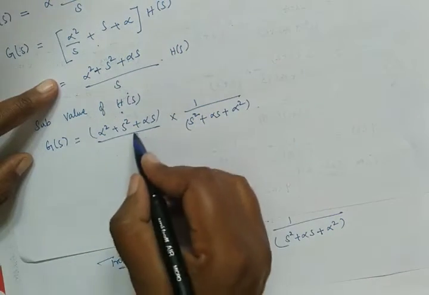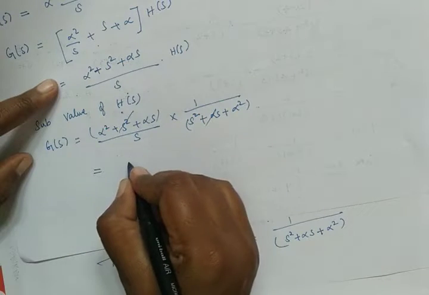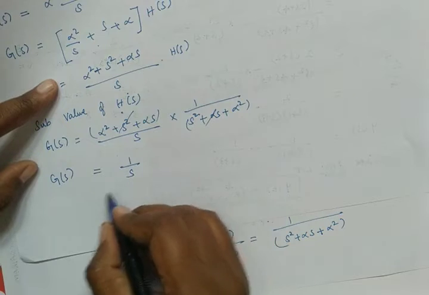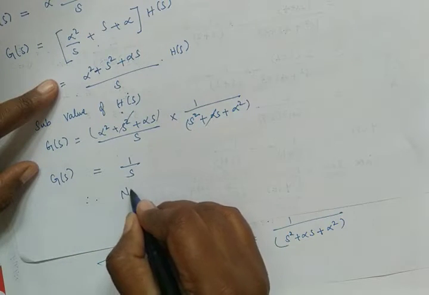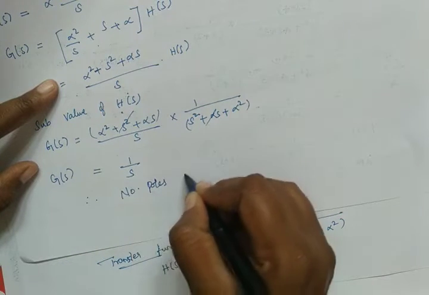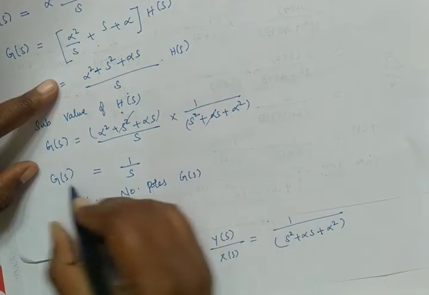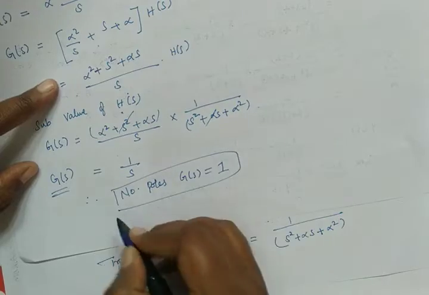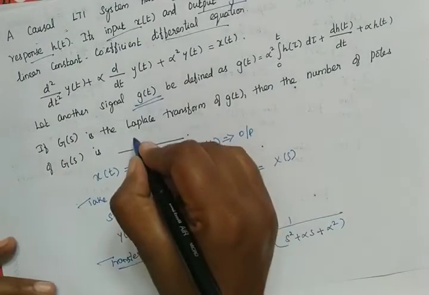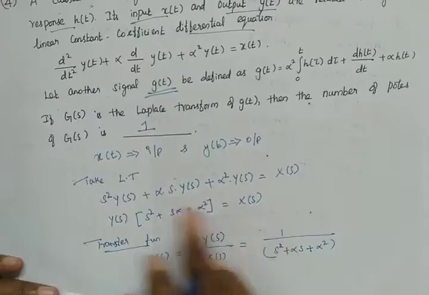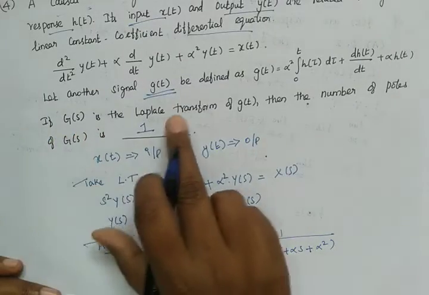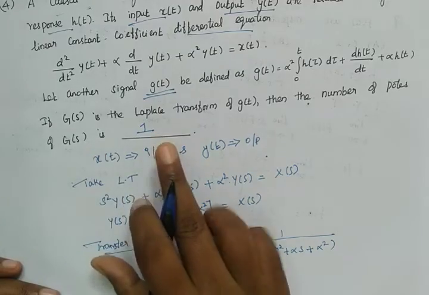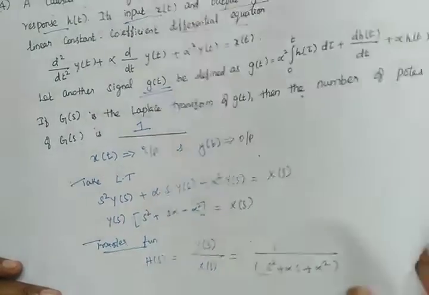Now this 2 gets cancelled, therefore we have g of s equal to 1 by s, and therefore the number of poles for g of s will be 1. Here we have g of s equal to 1 by s, so we have only one pole, so the number of poles is equal to 1, because what they have asked in the question is, if g of s is the Laplace transform of g of t, then the number of poles of g of s. So the number of poles will be equal to 1. Now let us move on to the next problem.